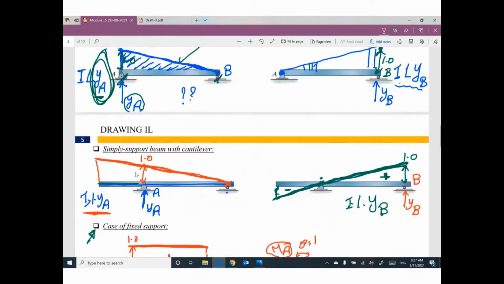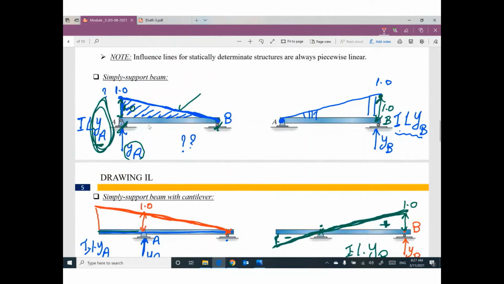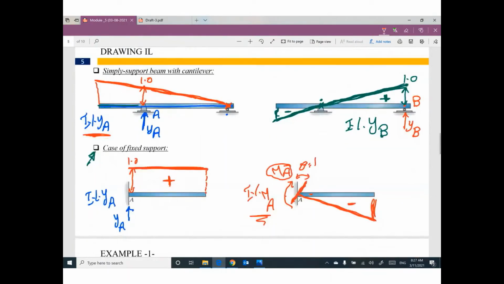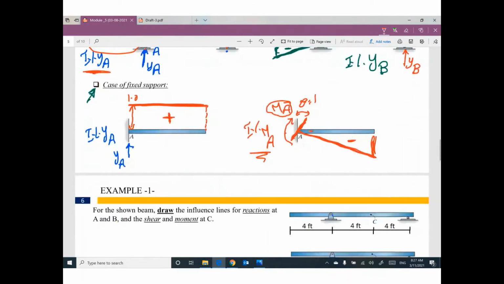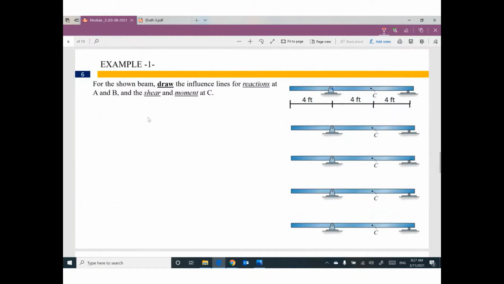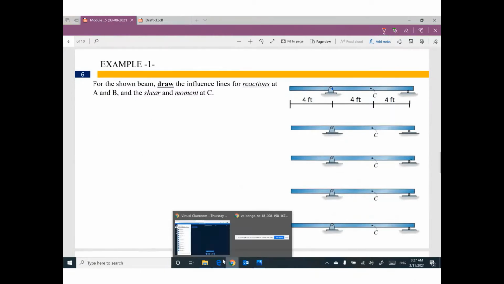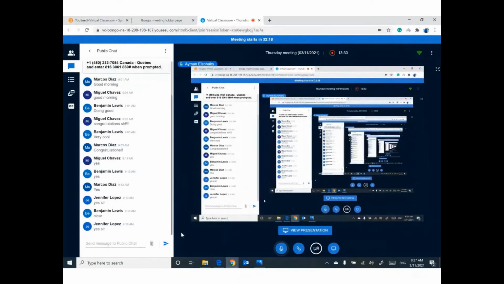So guys, if you go back, we learned how to sketch influence line for reaction if you have a beam between two supports only. And we learned how to draw influence line for reaction for a beam between two supports with an extra part. And we learned to draw influence line for a beam supported only by fixed. If you have any question, let me know before starting to solve this example.